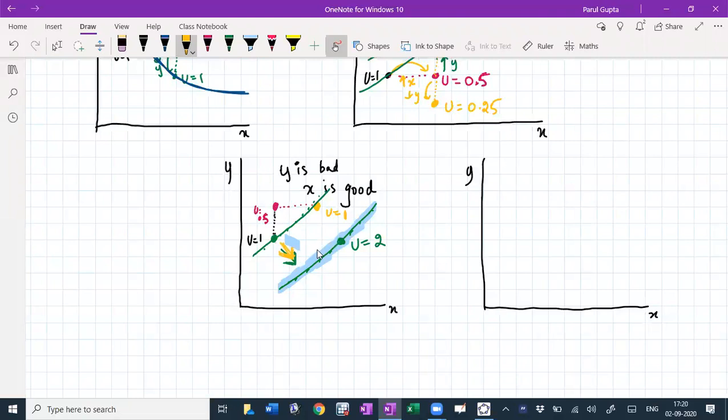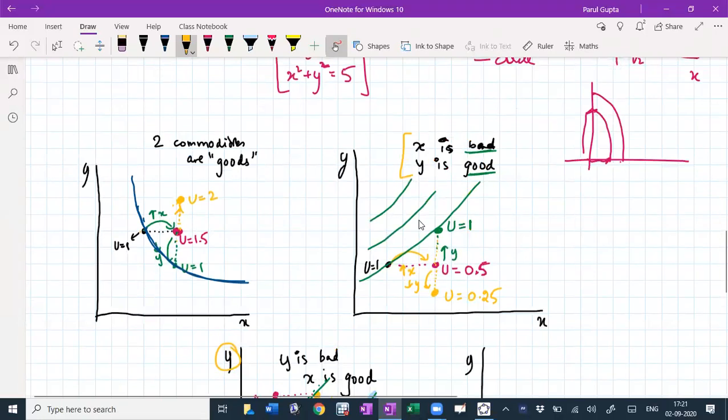I will be happier. Intuitively, just remember that y is a bad. So I'm just trying to run away from the bad commodity, and to run away from the bad commodity, I just want to come closer and closer to the x-axis, because at this point y is equal to 0, and I have some positive commodity of x. So I just want to move in this direction to increase my utility.